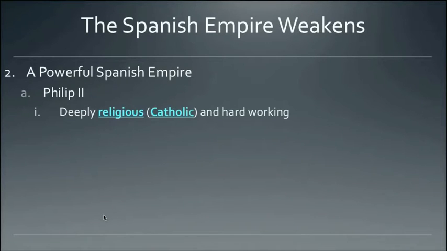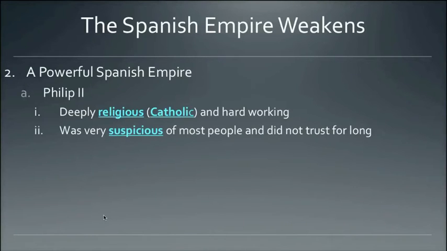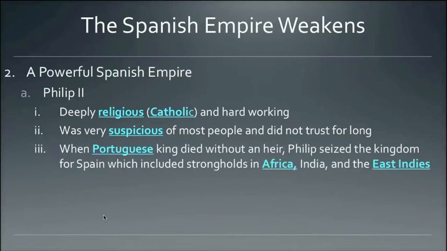So, as I mentioned, Philip II, like his father, is deeply religious. He's very, very Catholic, and he continues to try to promote the Catholic Church. He's very hardworking, but he wasn't exactly the easiest guy to work with. He was very suspicious of most people, and he didn't trust people for very long, which is going to lead him to be a little bit paranoid. Now, he's going to be able to add more land to his kingdom because he sees an opportunity.